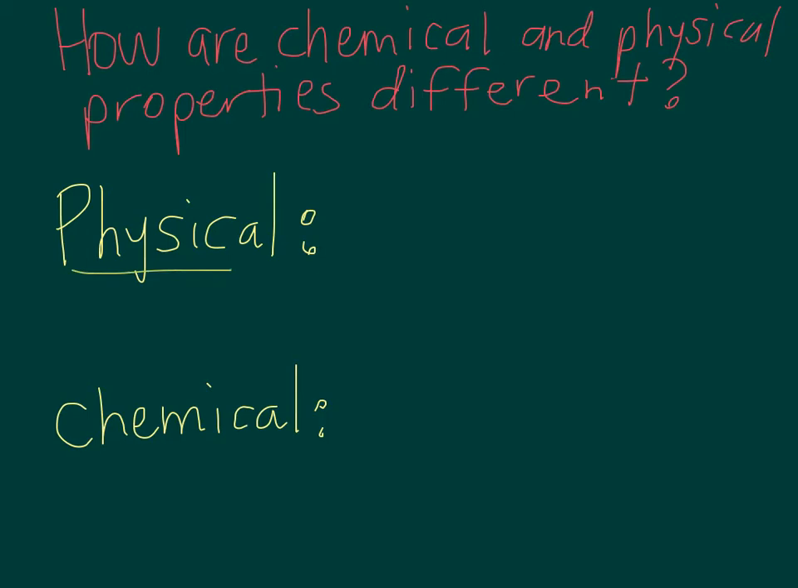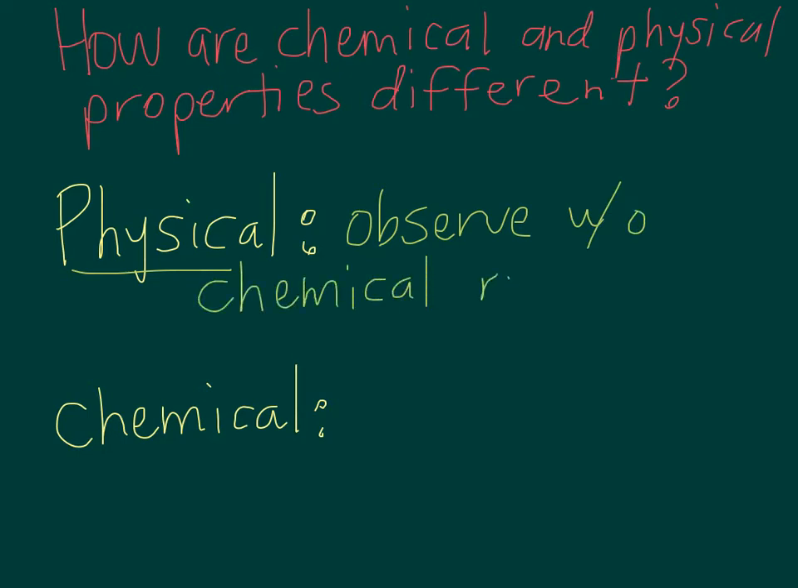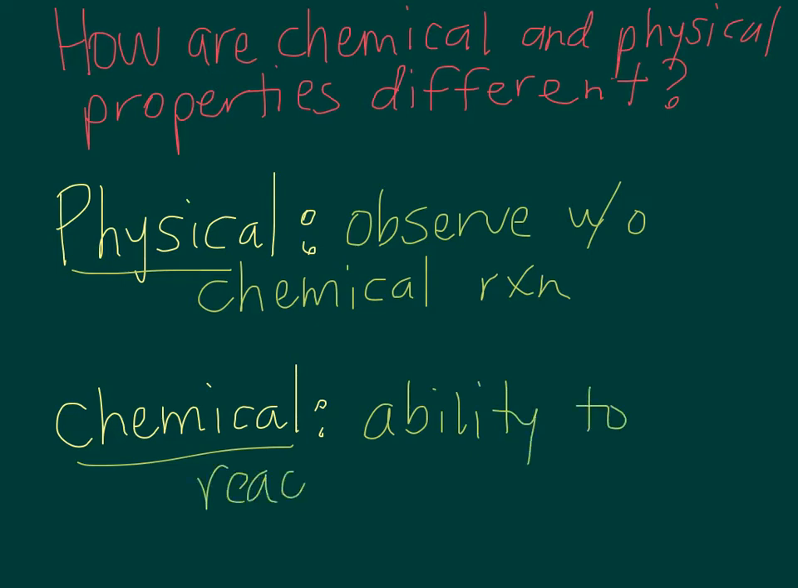So physical properties are properties that you can observe without a chemical reaction. So you can actually see these properties about a substance without changing its identity. Now, chemical properties are basically properties that describe a substance's ability to react with something else. So you kind of need to have a chemical reaction occur in order to see these kinds of properties.